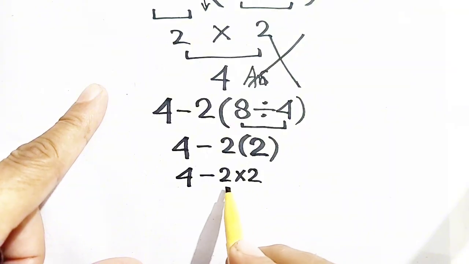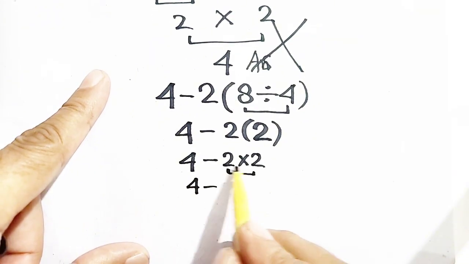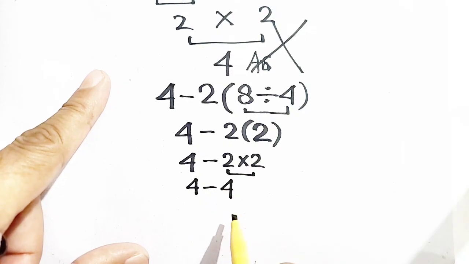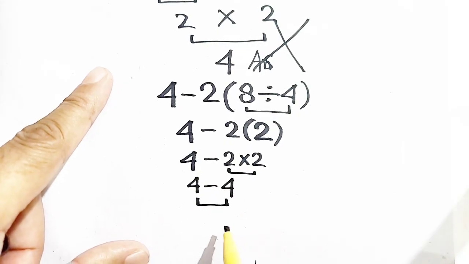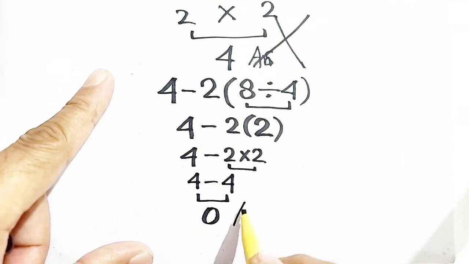So multiplication will be carried out first. So 4 as it is, minus 2 times 2, which will be equal to 4. 4 minus 4 will be equal to 0, which is our answer.